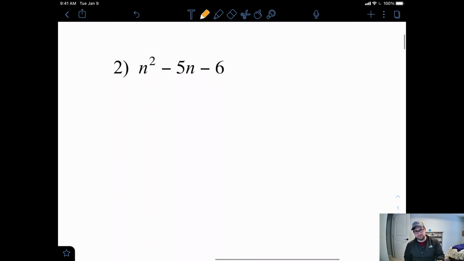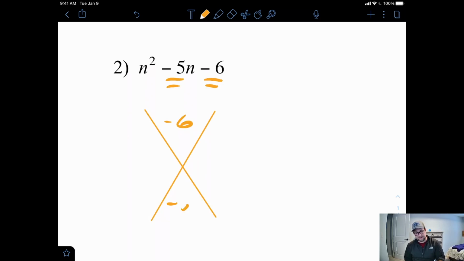So, problem number 2. I'm going to draw my X. I'm going to put -6 up top and -5 on the bottom. I'm looking for two numbers. Now, if you notice, the top number is negative. That means one of my numbers on the side here will be negative and the other one will be positive. The other thing I should hopefully notice right now is that the bottom number is negative as well. So what that means is that whatever number's bigger, that needs to be my negative number.